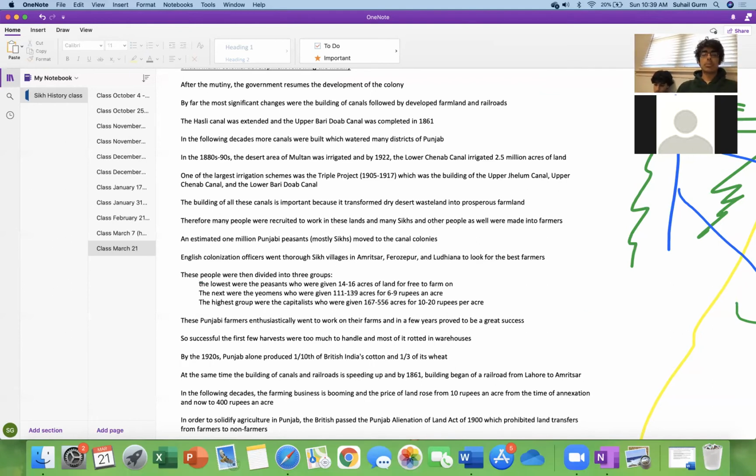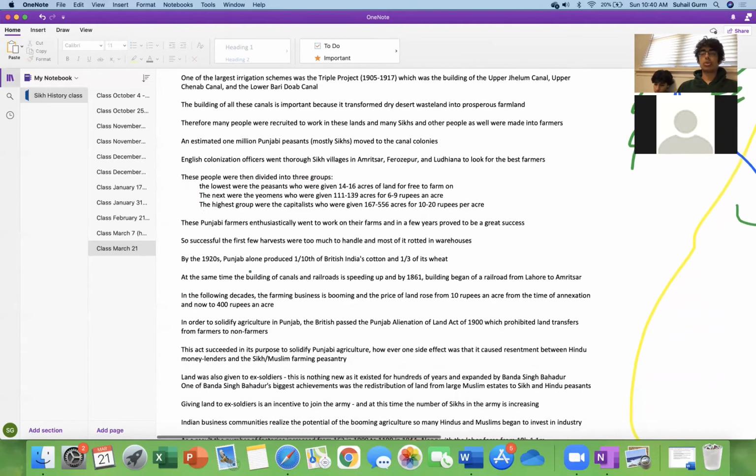So what happens is when they go through Punjab to look for these farmers, they divide them up into 3 groups. The lowest group are the really poor peasants. They were given about 14 to 16 acres of land for free. They were just given that to farm on. And again, that's important because now the British have farmers for them, and these peasants have land and all things like that.